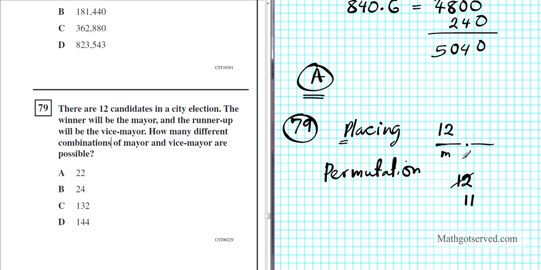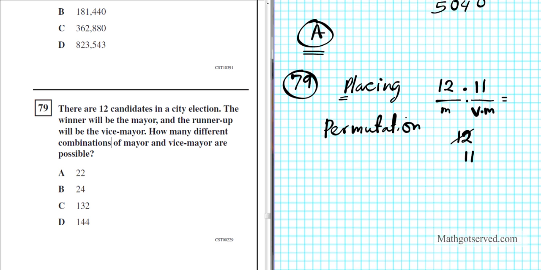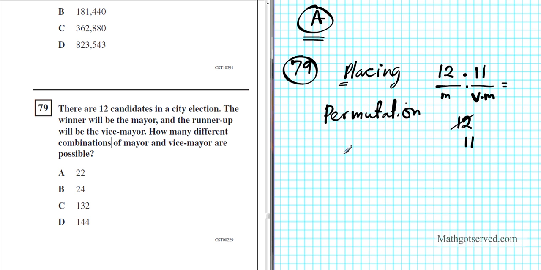I'm left with 11. Now, how many choices do I have to select someone to fill the vice mayor position? I'm left with 11. So 12 times 11 will give us our answer. Okay? All right, that's not easy to work out, 12 times 11. We can figure that out in a minute. But let me show you the same process using the permutation formula. Remember, we're placing people, that's why we have the permutation, okay?